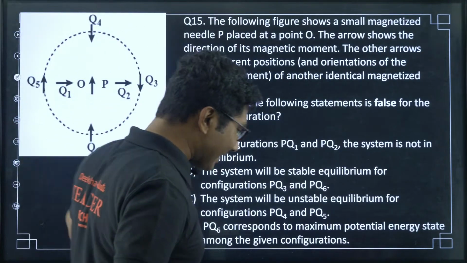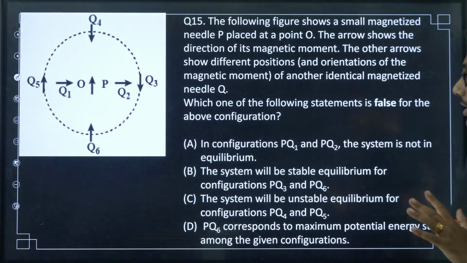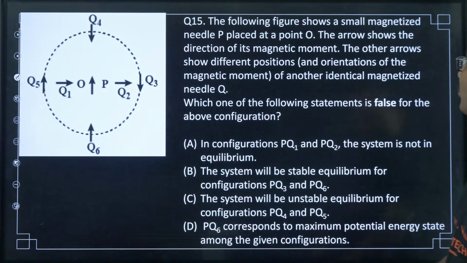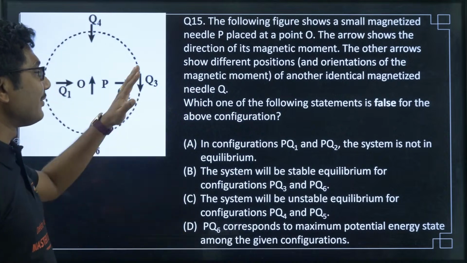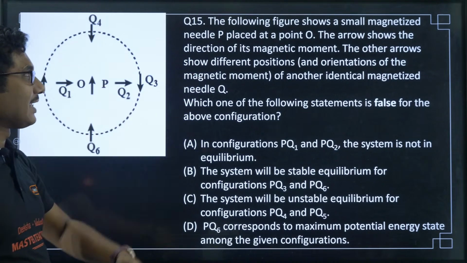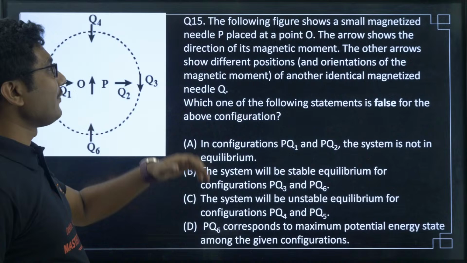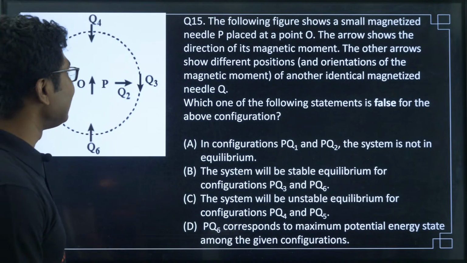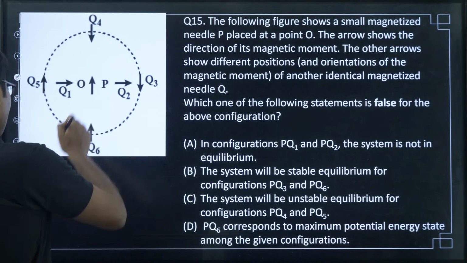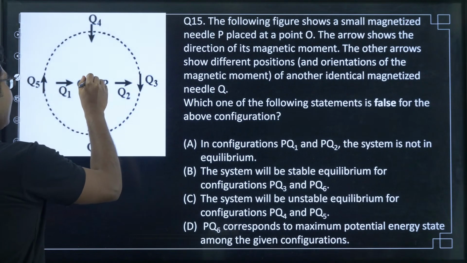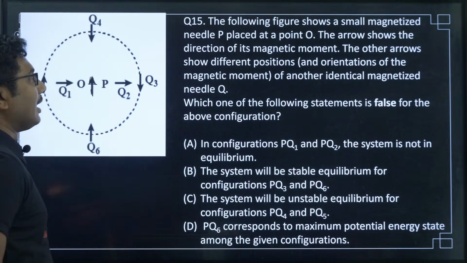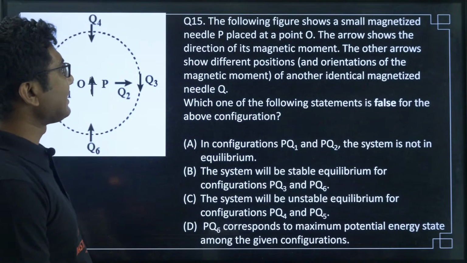Now, next question. This is a very interesting question. The following figure shows a small magnetized needle. Let me move it here so that you can read the question first, then I will move to the other side. The following figure shows a small magnetized needle P placed. So this is the magnetic needle P. This is already placed here. P placed at point O.